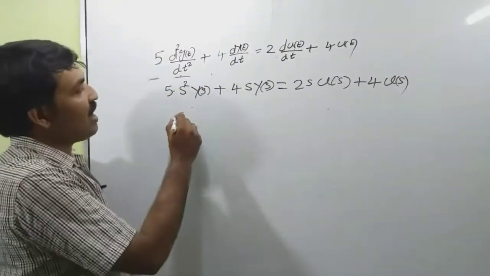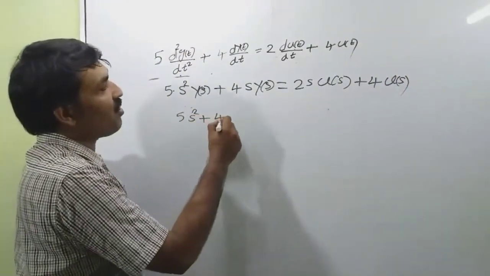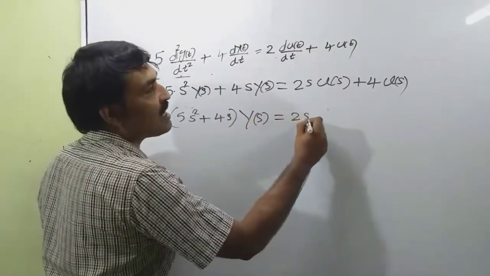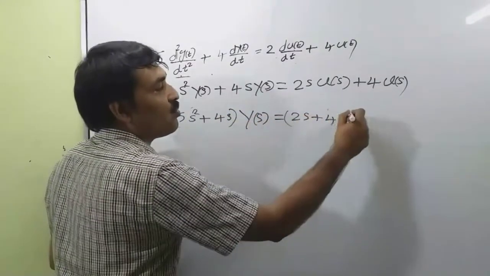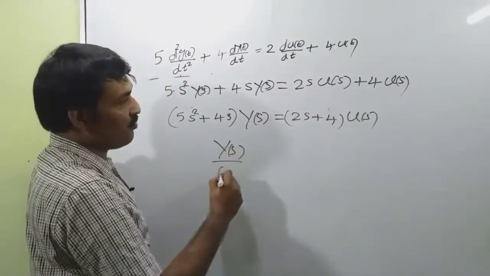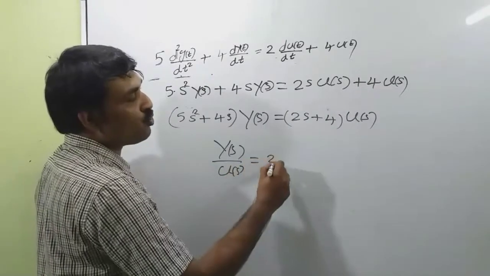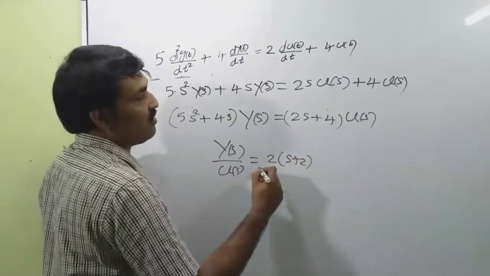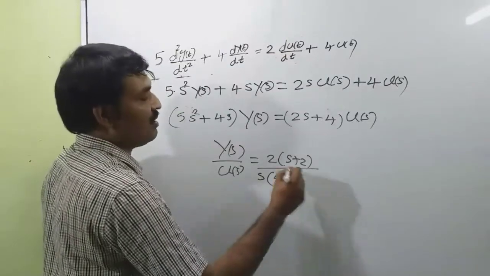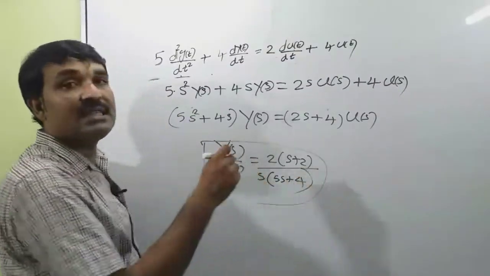Okay, so (5s square plus 4s) into Y of s is equal to (2s plus 4) into U of s. So the ratio Y of s by U of s is equal to 2 into (s plus 2) divided by s into (5s plus 4). This is the transfer function of the system.